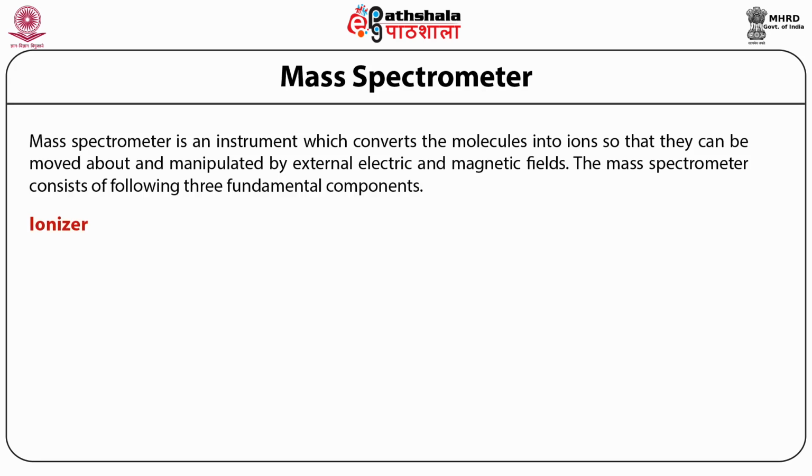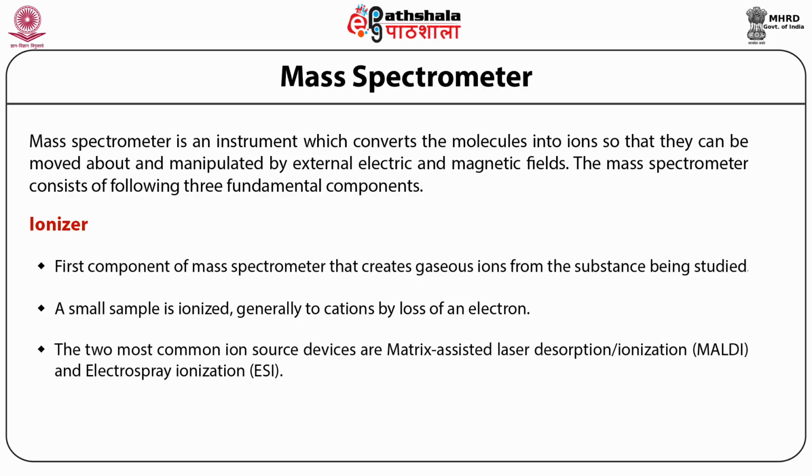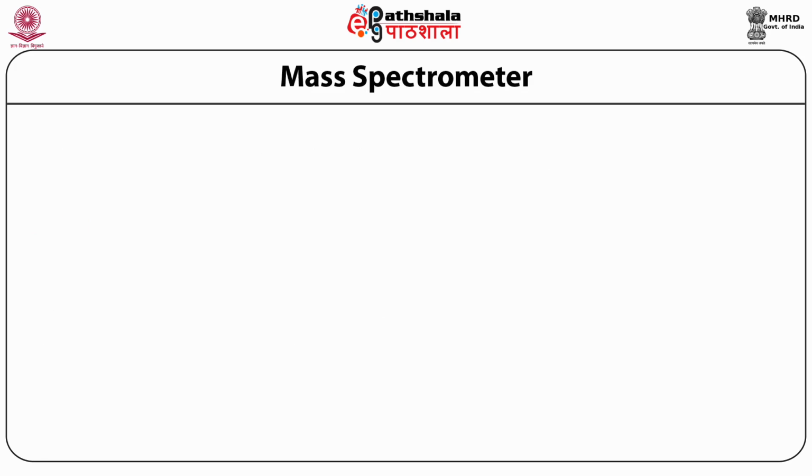Number one, ion source. An ion source is the first component of mass spectrometer that creates gaseous ions from the substance being studied. A small sample is ionized generally to cations by the loss of an electron. The two most common ion source devices are matrix assisted laser desorption ionization, or we can say MALDI, and second is electrospray ionization.